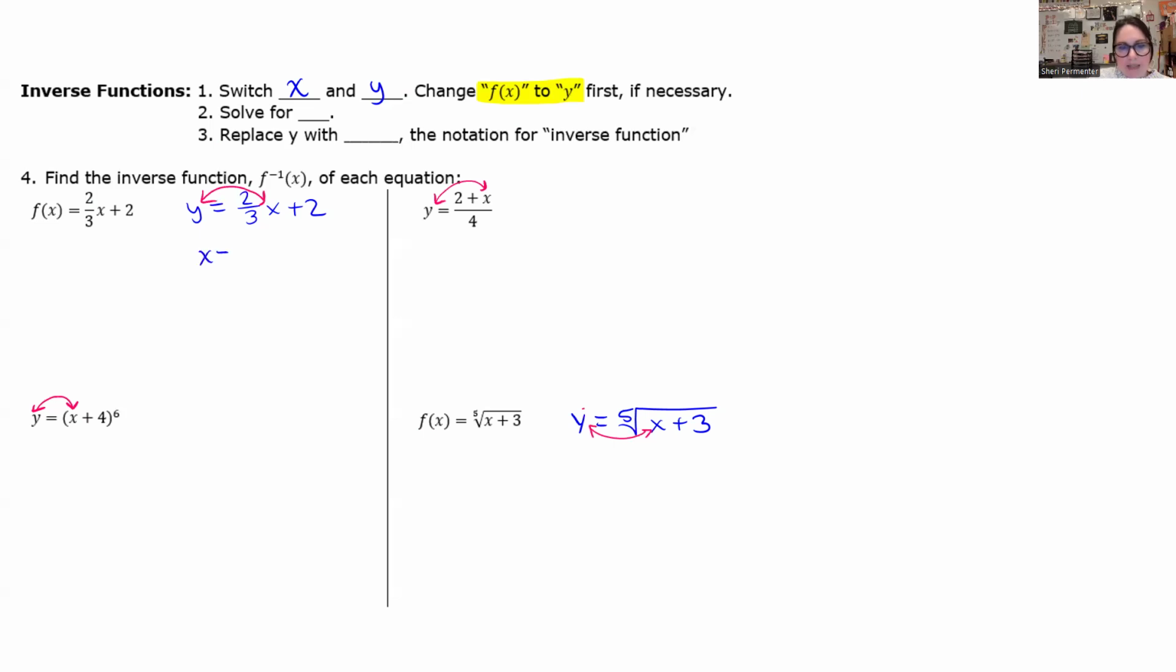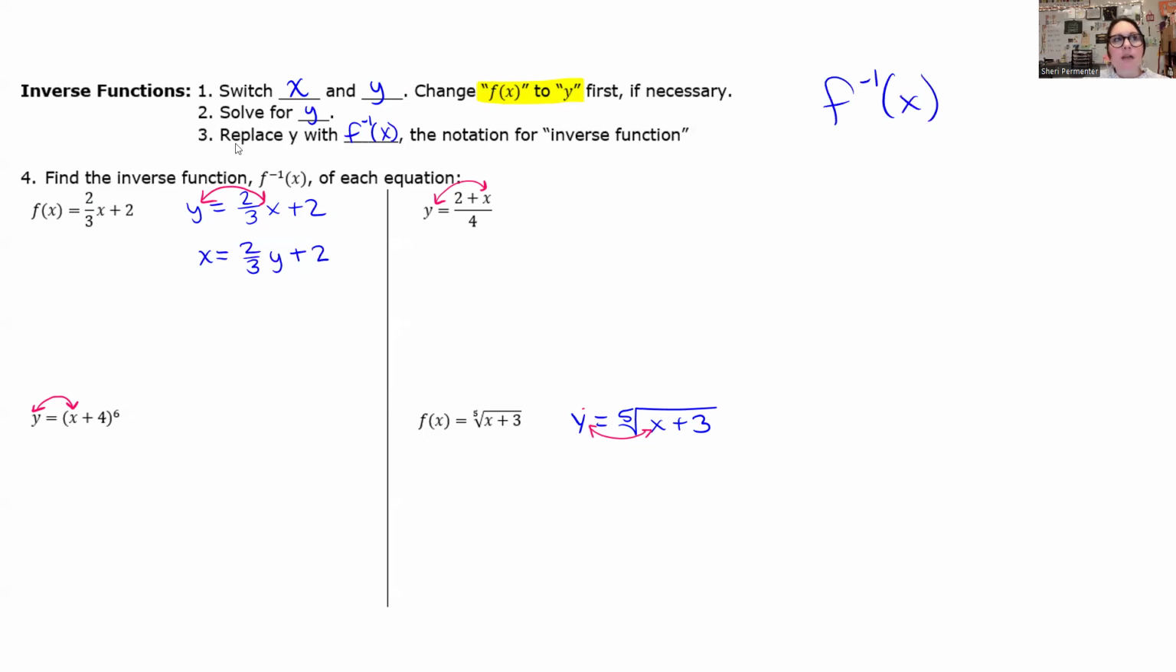So now it will be X equals 2/3 Y plus 2. Step 2 says solve for y. And then last, once you have y equals, we're just replacing it with the notation for inverse. And that notation, instead of f of x, has a little -1. So there's a little -1 up there. I'll write it bigger so that you can see it's f to the -1 power.